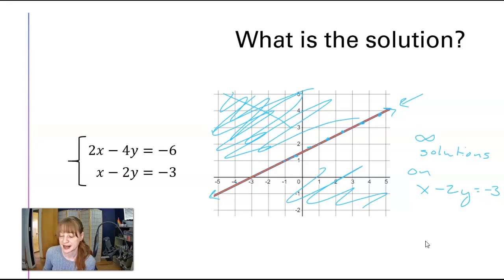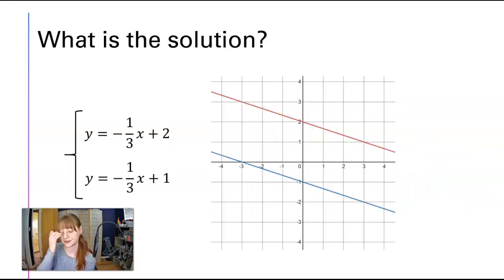Since they're the same line, it doesn't matter which one we write down, but it's infinite solutions on one of these lines. Okay, how about this example? What's the solution here? It looks like these two lines are parallel. They aren't going to cross. What's the solution?